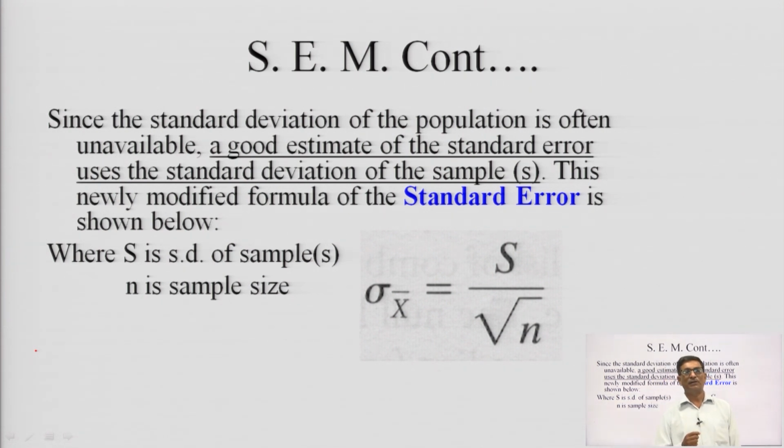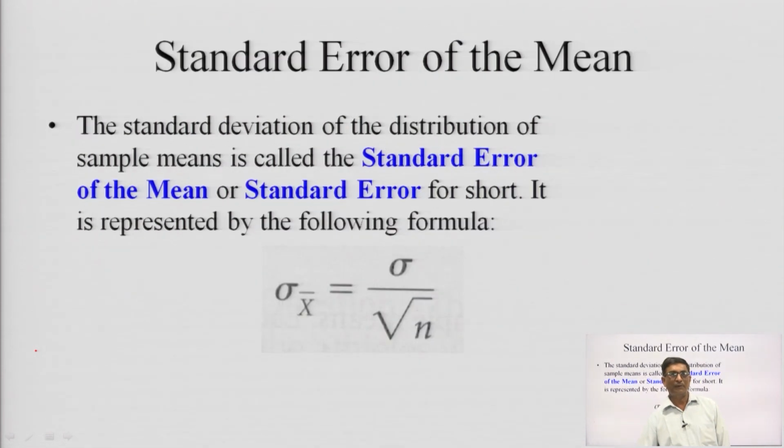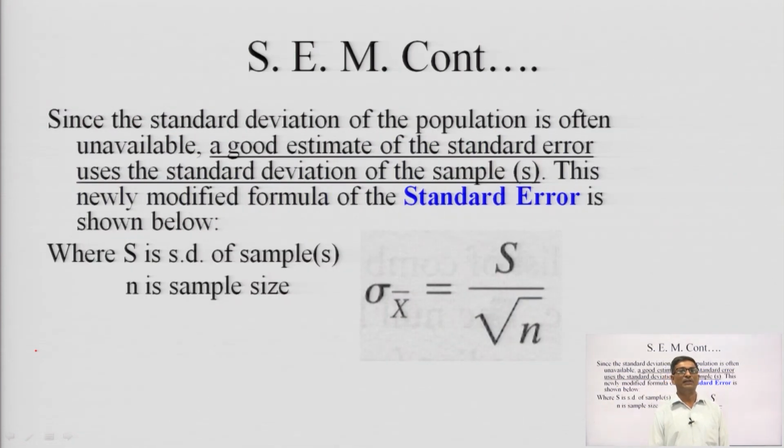In the previous slide, I told you that generally we find the standard error of mean with the help of the formula sigma by root n, but sigma is the population standard deviation and it is generally not available. So, it is better to calculate the standard error of mean with the help of sample standard deviation. So, to calculate the standard error, we apply another formula s by root n, where s is the standard deviation of the sample and n is the sample size.